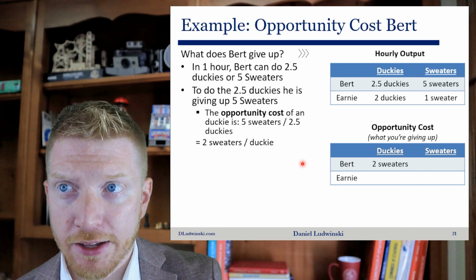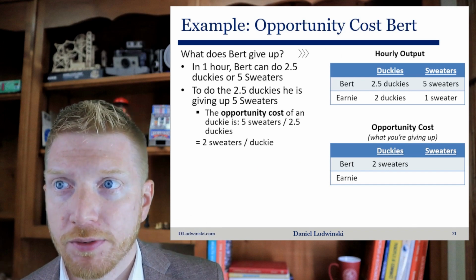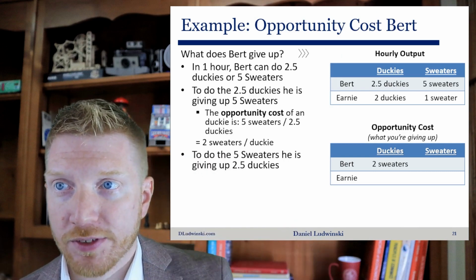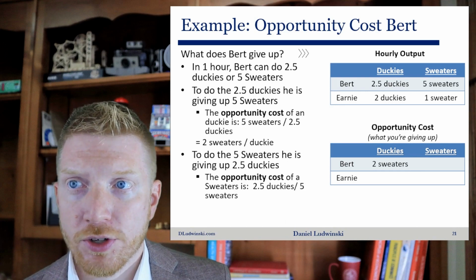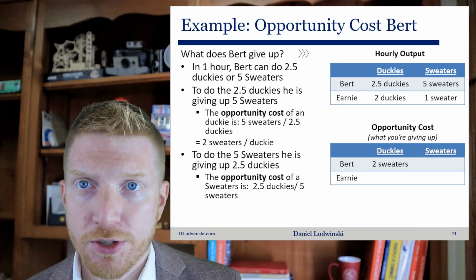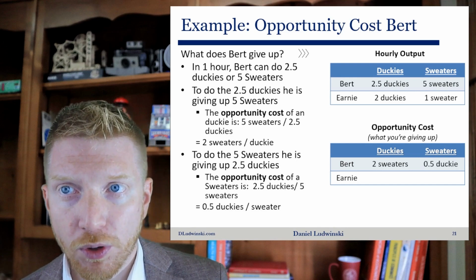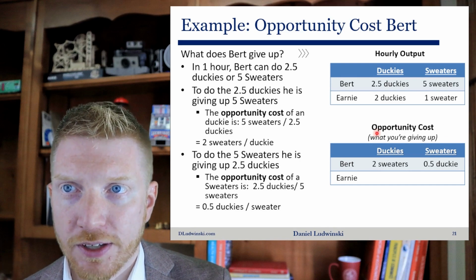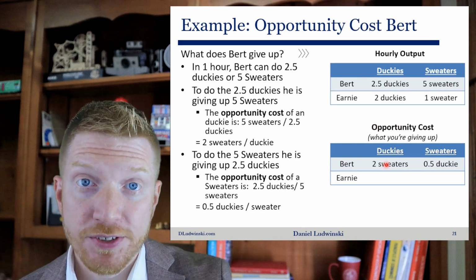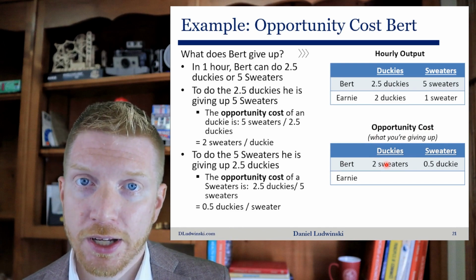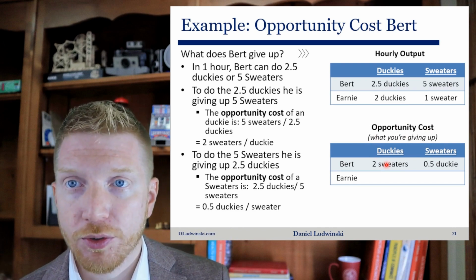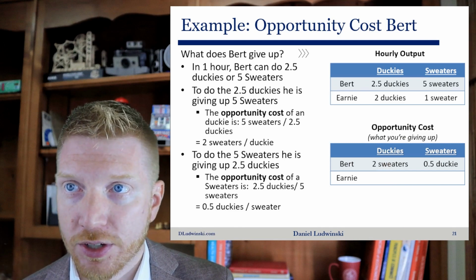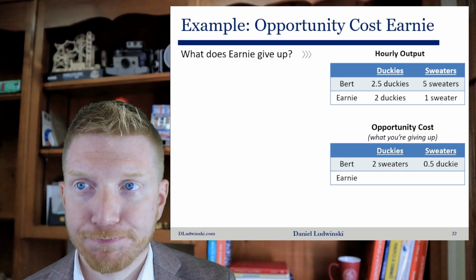Now, looking at the opportunity cost for Bert the other way around, to make 5 sweaters, he needs to give up 2.5 duckies, moving the other way. So the opportunity cost of a sweater is 2.5 duckies over 5 sweaters, or 0.5 duckies per sweater. And we've filled in this opportunity cost. And again, I'm emphasizing units here. Units will really help you keep straight what you're supposed to use in what context. They really can be your friend when things can get confusing in terms of which version to use.